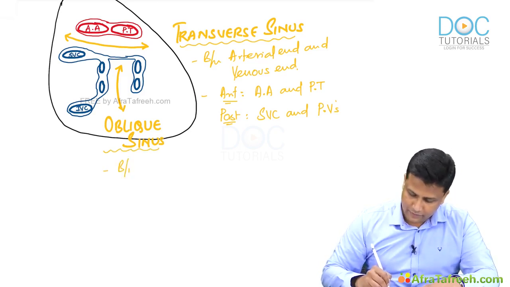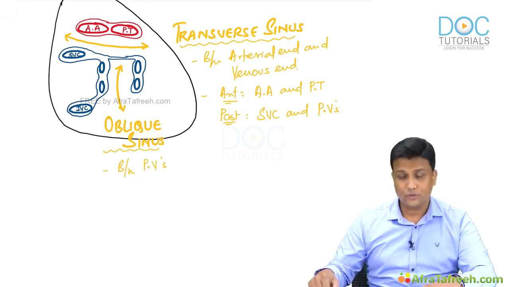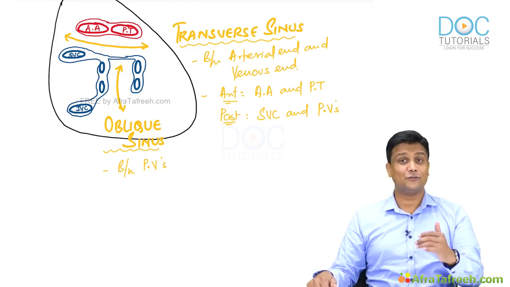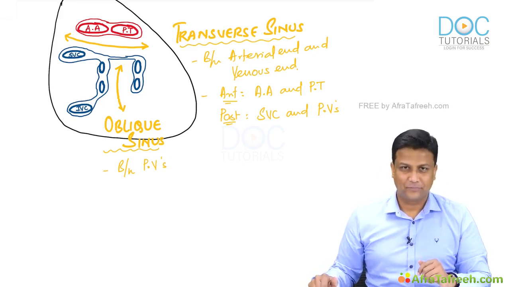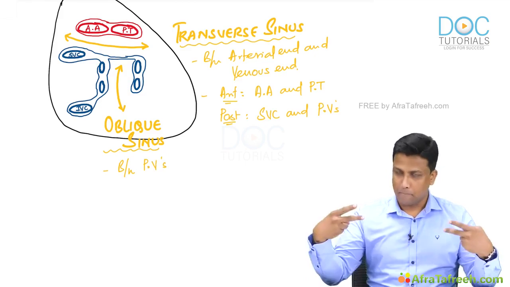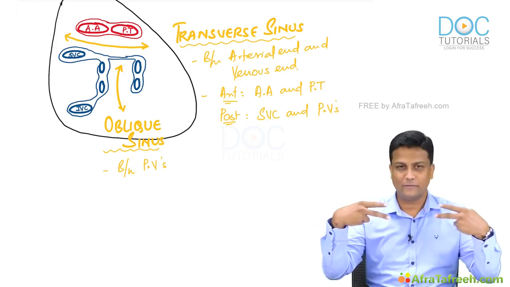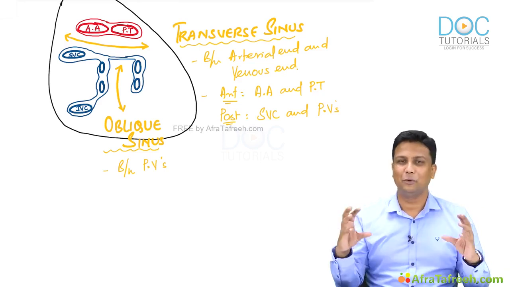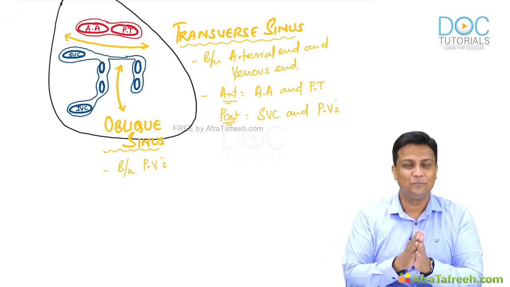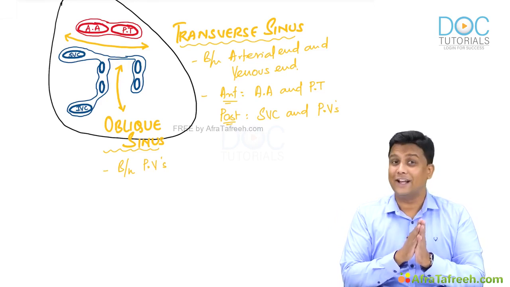Now, what will be the use of this oblique sinus? I will tell you. First of all, try to understand where you have the oblique sinus. If you look at that image now, the 2 pulmonary veins from each lung will come and open into which chamber of the heart? Remember, both the pulmonary veins will open into the left atrium.